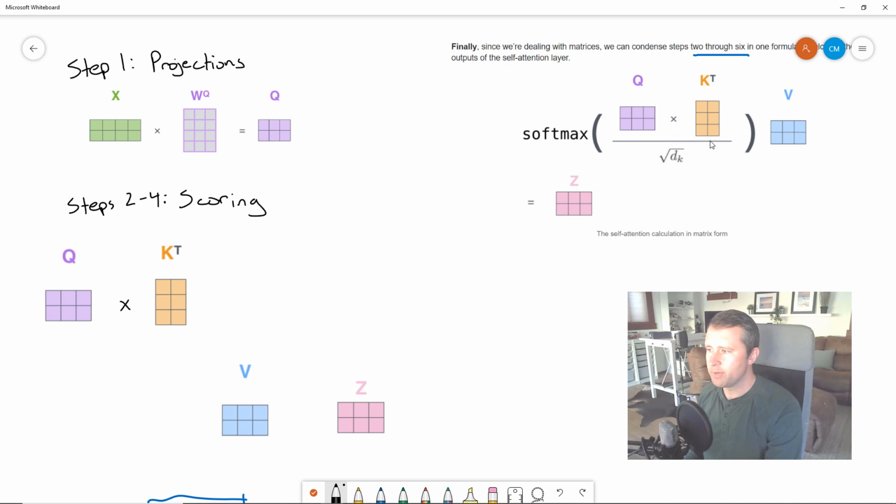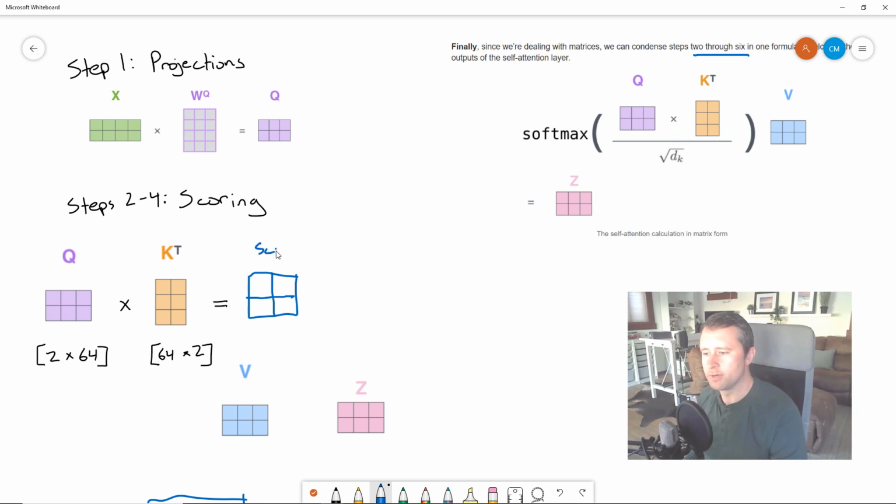So just like the picture over here, we're going to multiply Q and K. And let's look at the dimensions just so we've got the right picture. 2 rows, 64 features each. And then same dimensions, just transposed. So 64 by 2. If we take the product between those 2 matrices, then we eliminate the inner dimensions, and we're left with this 2 by 2 matrix of scores.